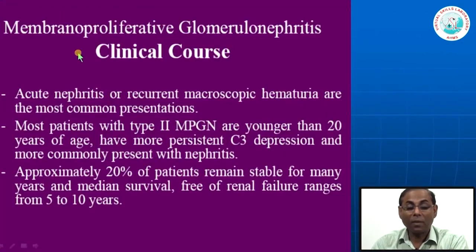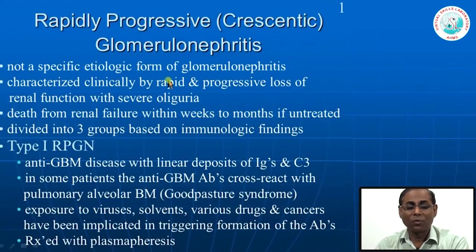Now, what is the clinical course of this MPGN? Acute nephritic and recurrent microscopic hematuria are the most common presentation. Sometimes they can have a nephrotic presentation also, nephritic-nephrotic presentation. Most patients with type 2 MPGN are younger, around 20 years of age, and have a persistent C3 depression and more commonly present with nephritis. Approximately 20% of the patients remain stable for many years, and median survival free of renal failure ranges from 5 to 10 years. So, they have a chronic progressive course.